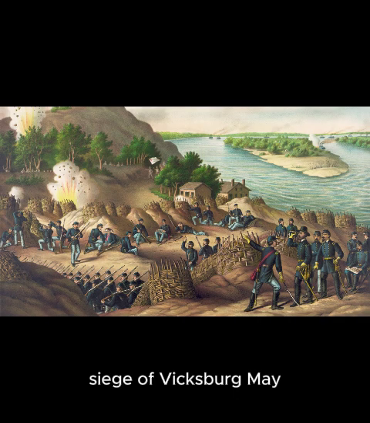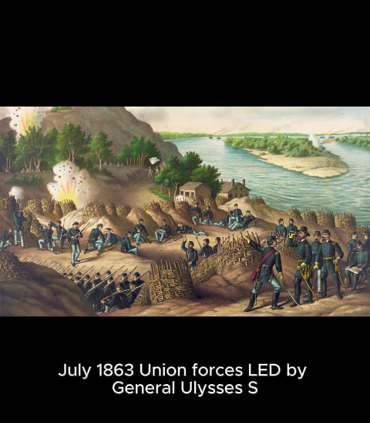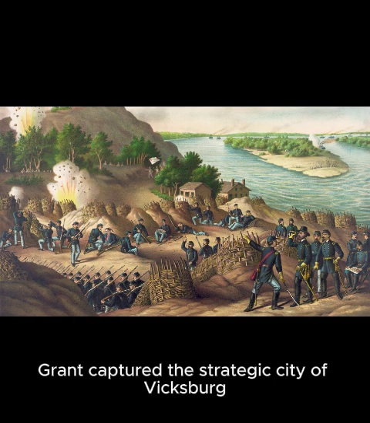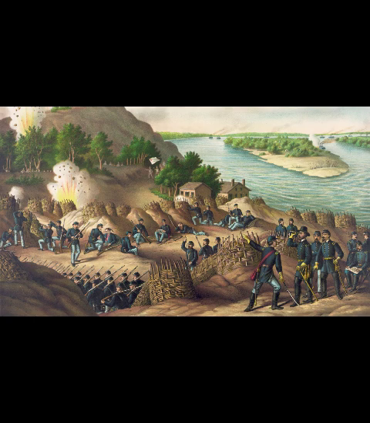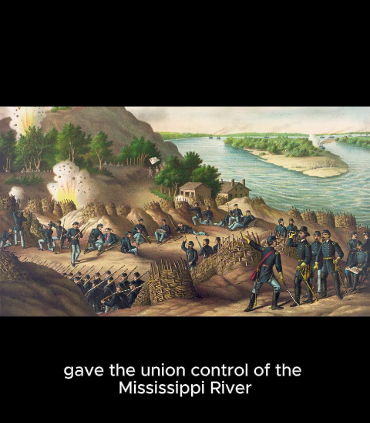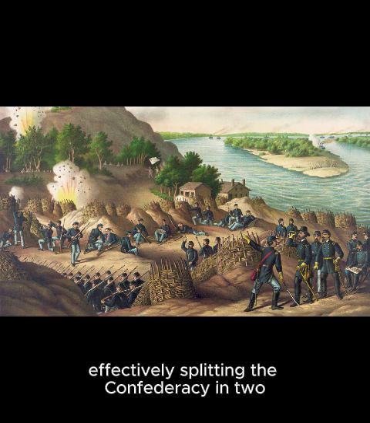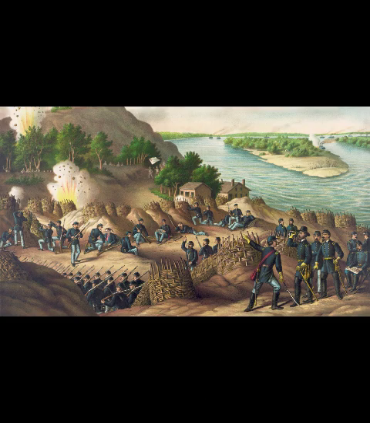Siege of Vicksburg, May-July 1863. Union forces, led by General Ulysses S. Grant, captured the strategic city of Vicksburg, Mississippi, after a prolonged siege. This victory gave the Union control of the Mississippi River, effectively splitting the Confederacy in two.